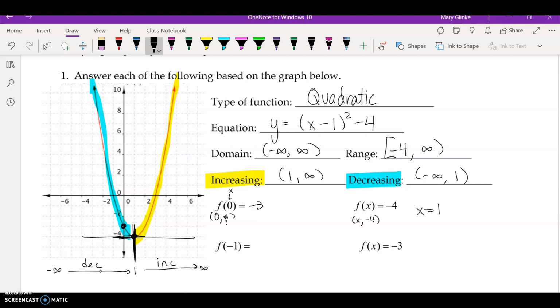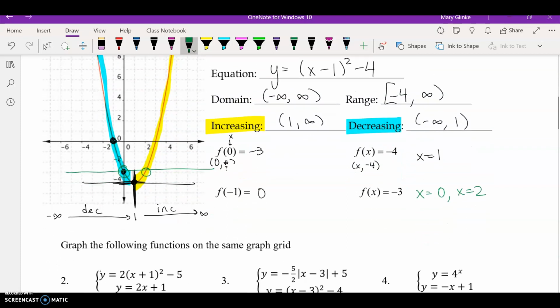So take a look at the next two and think about them first. F of -1 is when x is -1, y is 0, because it's at the point -1 comma 0. The next one is asking where is your y value -3, and it actually happens in 2 spots. It happens when x is 0 and when x is 2. So that's analyzing graphs of functions.